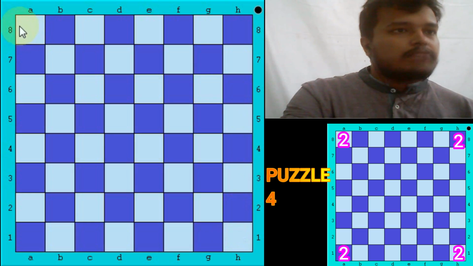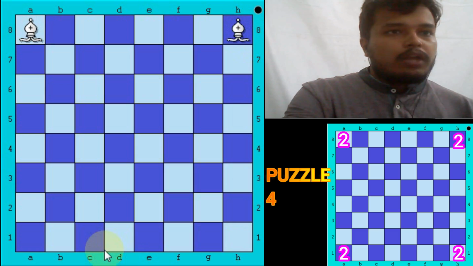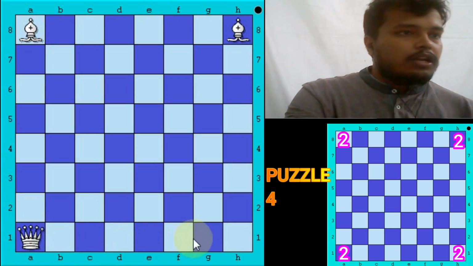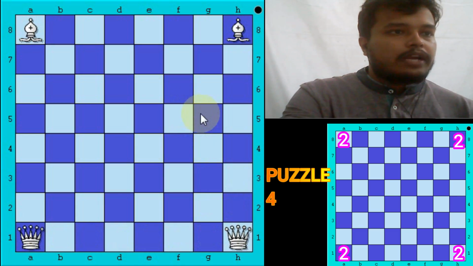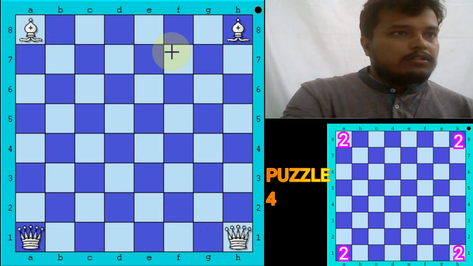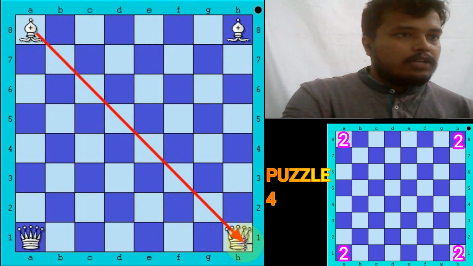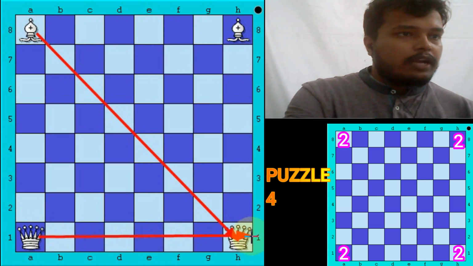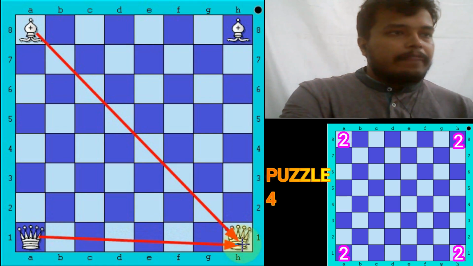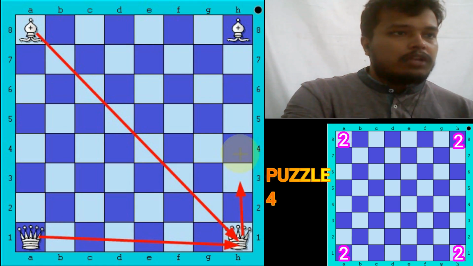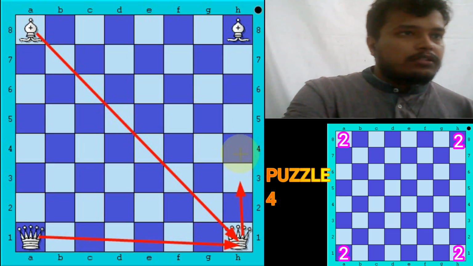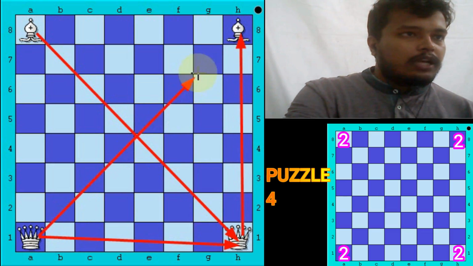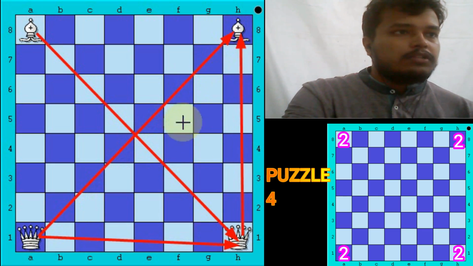Yeah, the piece placement is a bishop here and another bishop here, one queen at this corner and the other queen at the h1 square. So now you can see that the h1 square is attacked by the queen and the bishop. So here the count is 2, and the h8 square is attacked by both the queens.